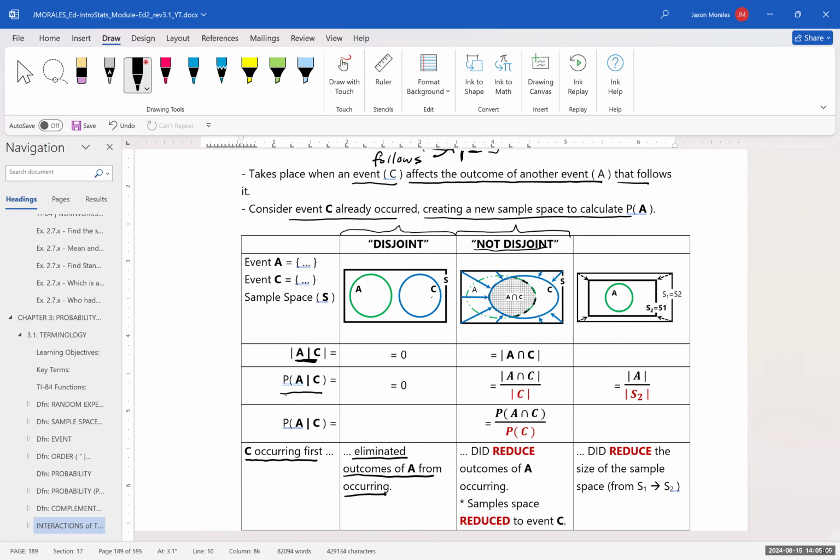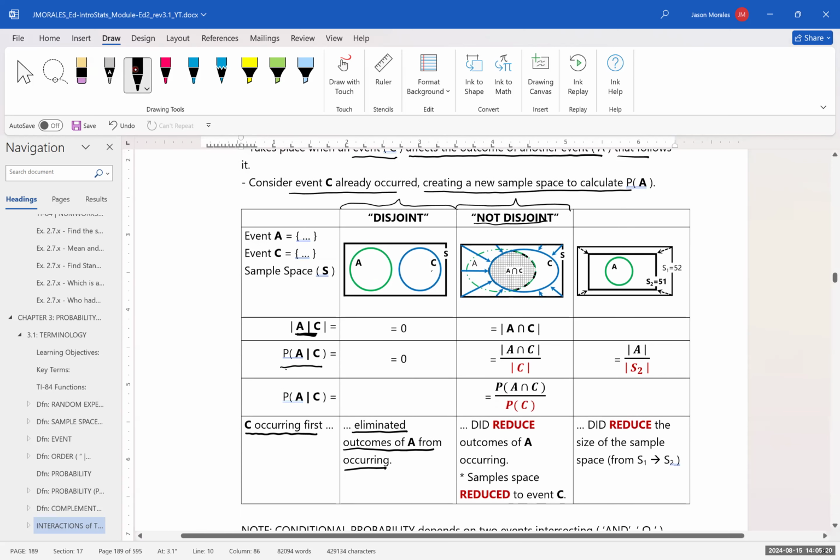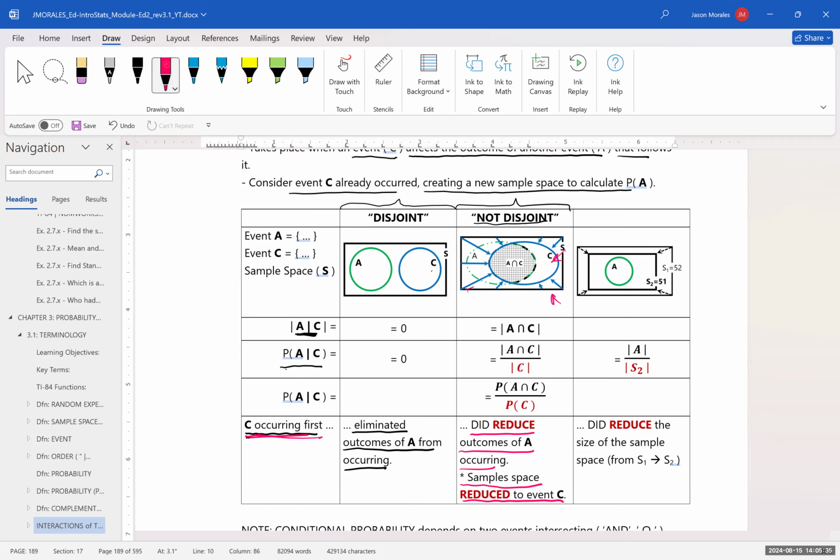Another way of representing this ratio is to think of the probability of the intersection all over the probability of just event C. Those two are equivalent. The fact that C occurred first did reduce the outcomes of A occurring, and so the sample space reduced to that of event C. That's what I tried to represent by drawing these arrows going in from the border of the sample space down to event C.